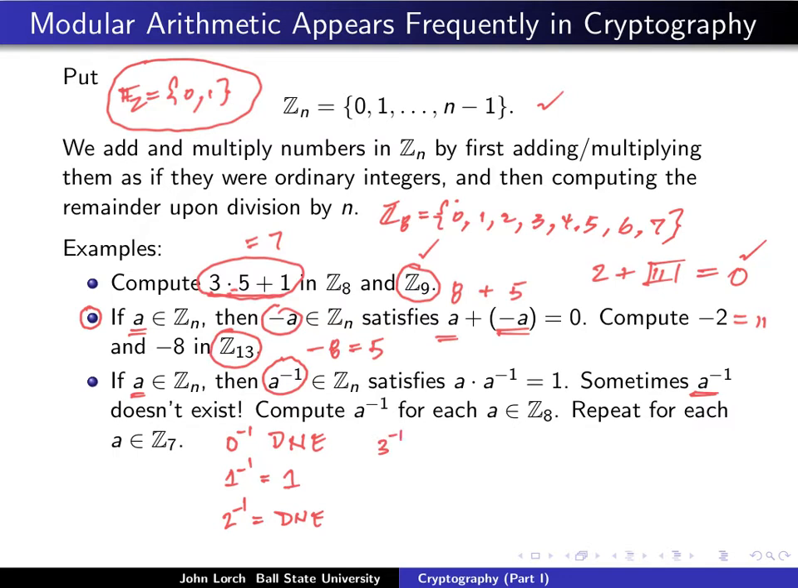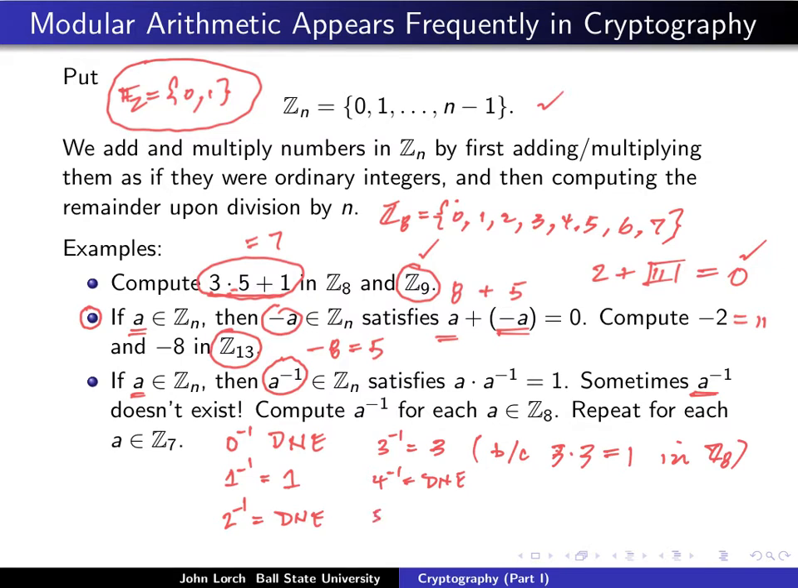Okay, so for 3 inverse, if I take 3 times 3, that will give me 9. If I divide 9 by 8, the remainder is 1. And so that means that 3 inverse is itself, and that's because 3 times 3 is equal to 1 in Z8. Okay, 4 inverse, you can convince yourself that that does not exist.